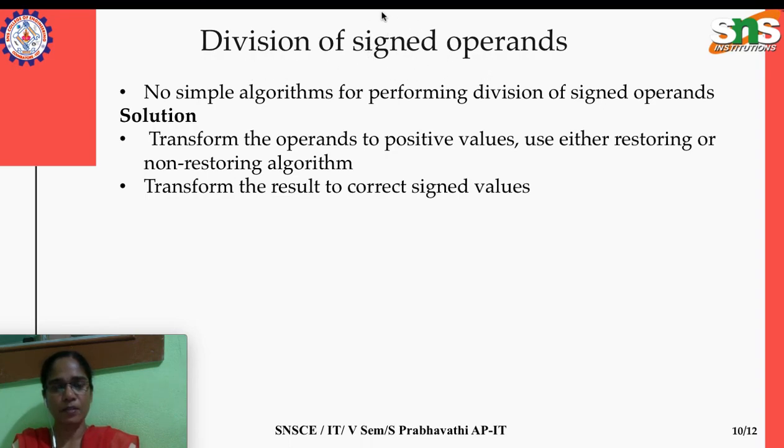Signed means, please remember, both positive and negative. So in the division algorithm there is no straight, direct algorithm for performing signed operands. So the solution is to transform that signed value into positive, do the division operation with either restoring or non-restoring algorithm, and finally change the sign. That's it. That's the solution for handling the division of signed operands.